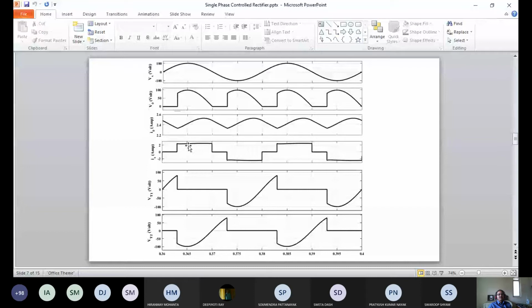Actually, the ripple is not shown here. If the current is continuous, it will be like that. This current will be there, then during freewheeling action it is zero, then this current will appear in the second half. Just refer to the book, it will be clear. This is drawn for a ripple-free current.